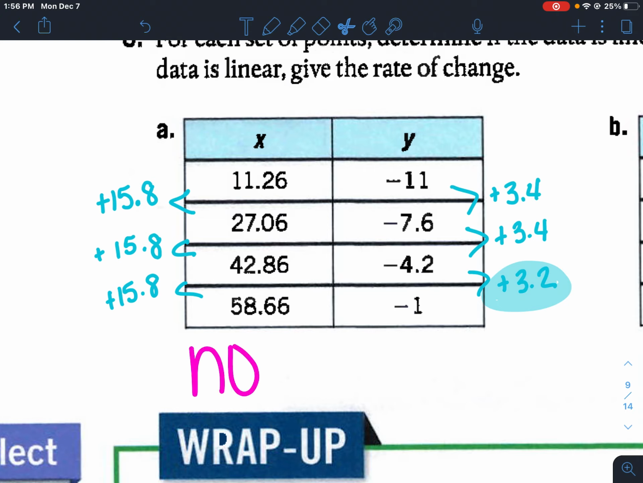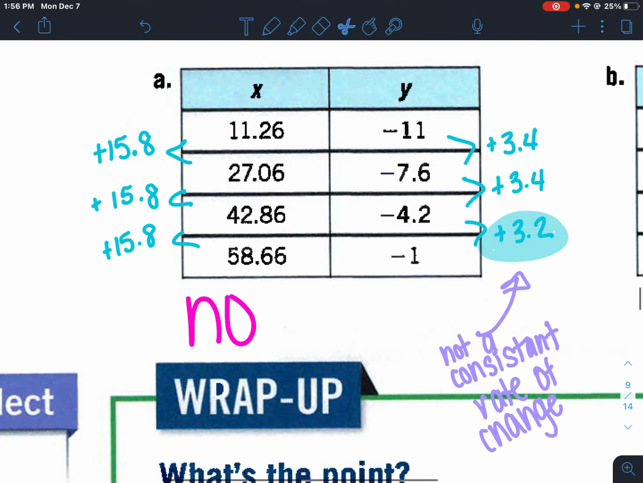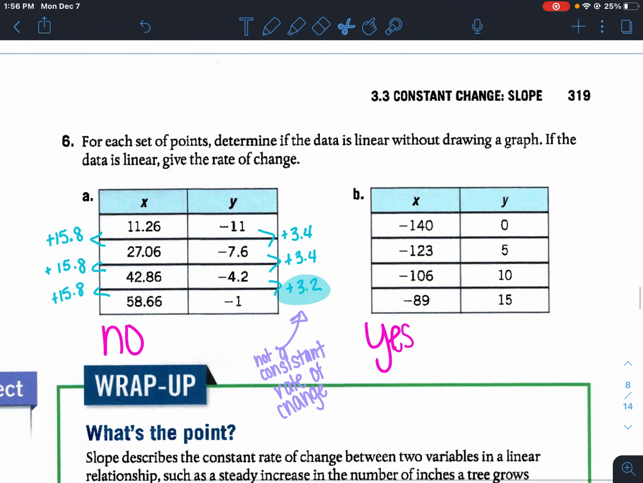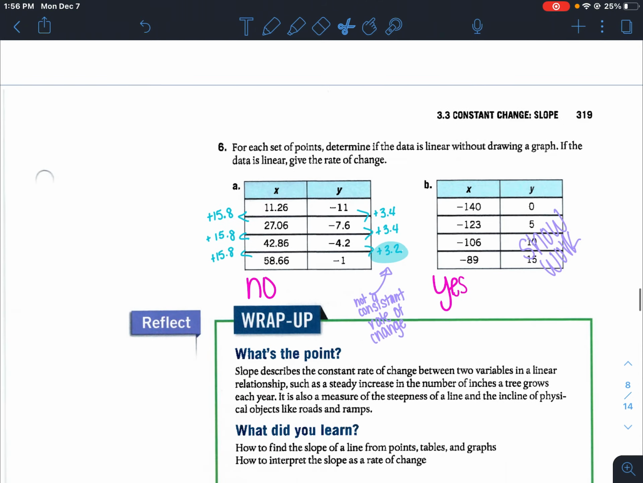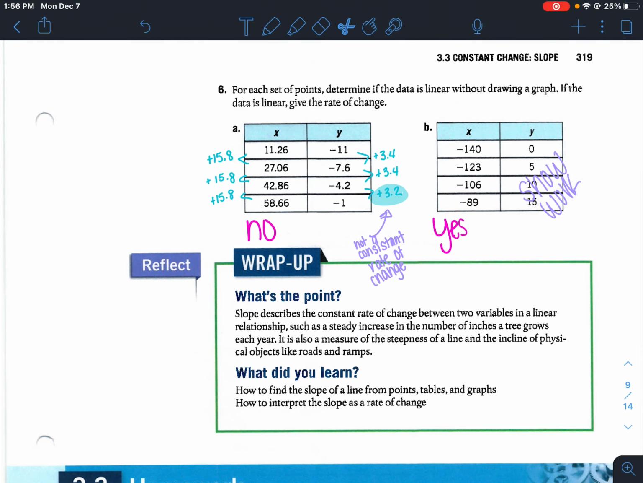So this means that it is not a linear function because this 3.2 makes it not a consistent rate of change. So I want you to do B on your own. It is a linear function, but I want you to actually show the work to solve that one, and then go ahead and start your homework.